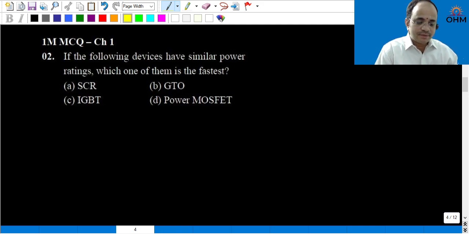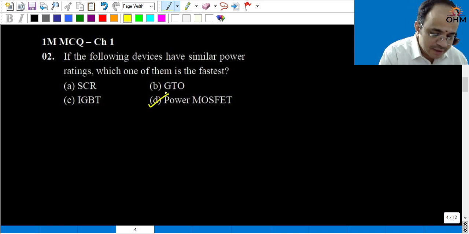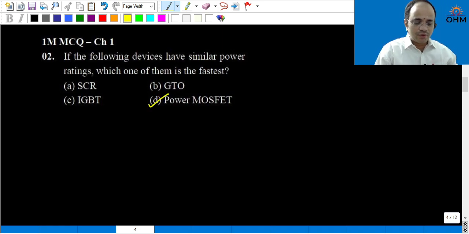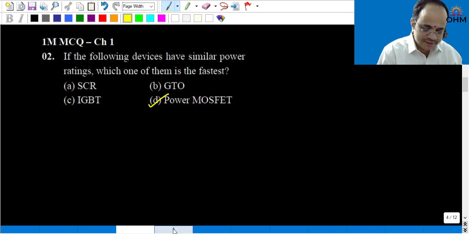This question is from the basics of power semiconductor devices. Normally I explain this concept in chapter 1. In the following devices having similar power ratings, which one of the following is the fastest device? So whatever the condition is, among all the power semiconductor devices, the fastest device will be the power MOSFET. Therefore, we need not think about the remaining options also. Power MOSFET will be the straight answer. Of course, this is given for a 1 mark question. The previous question is also for 1 mark.